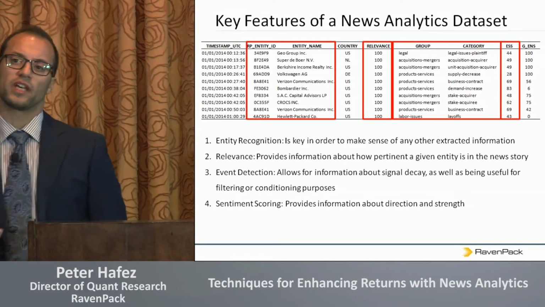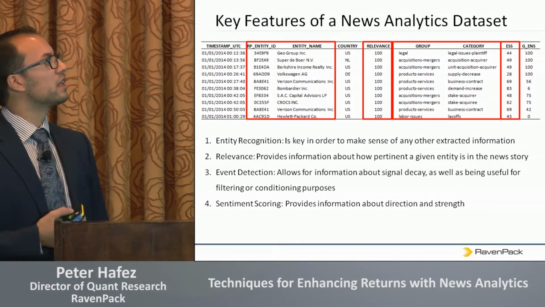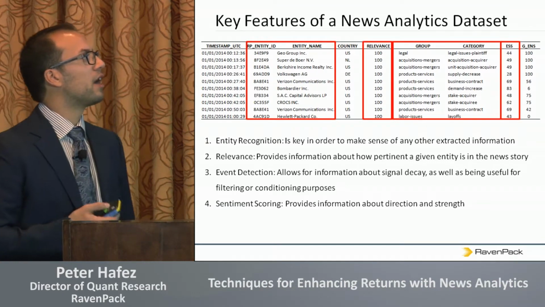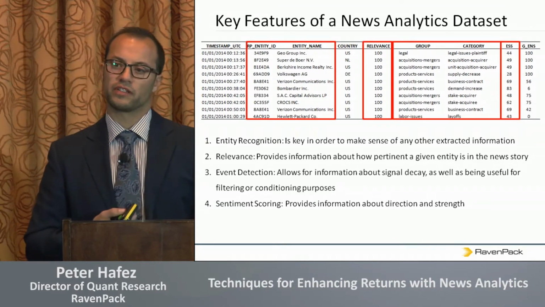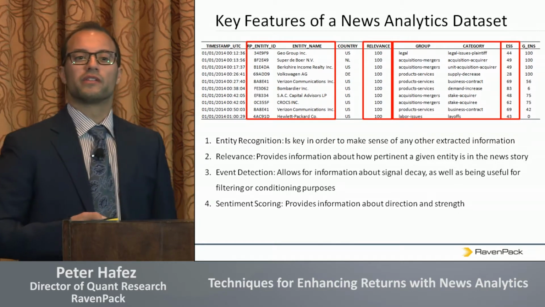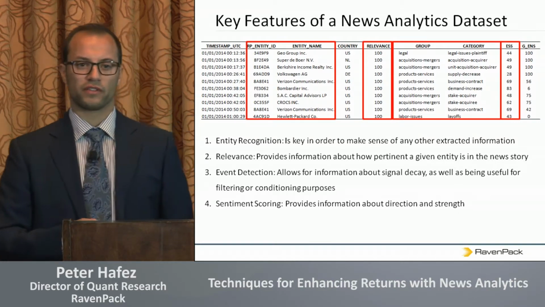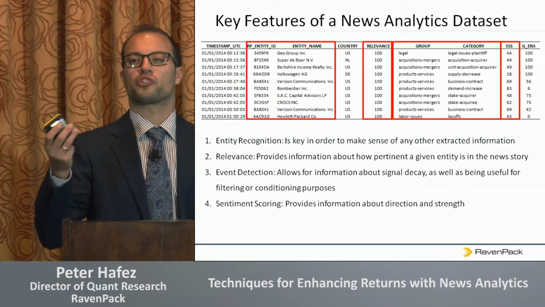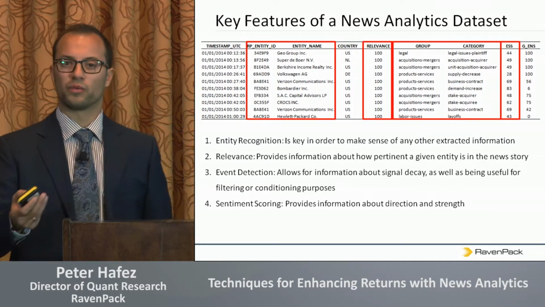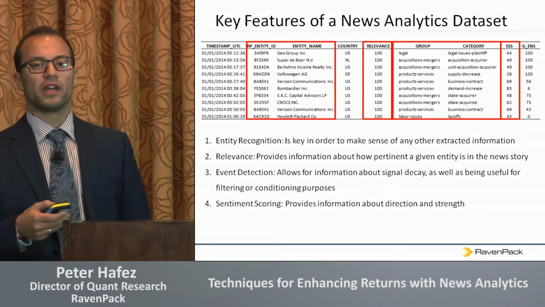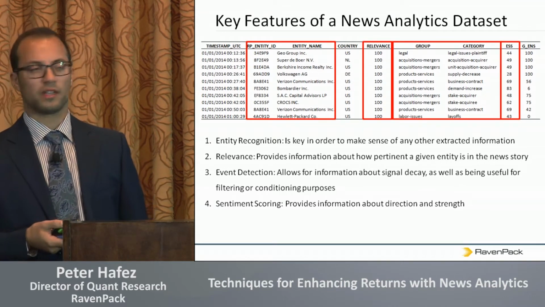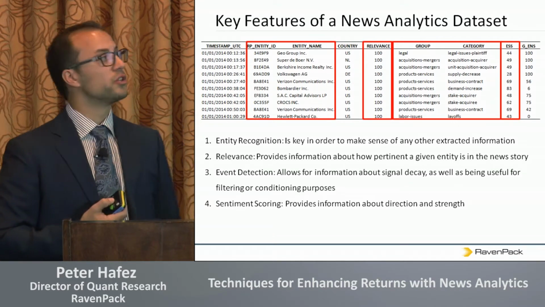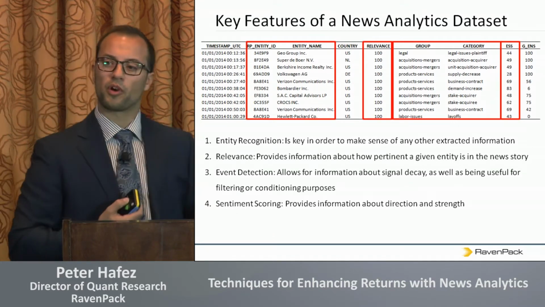The event information itself is also very important because it allows you to form opinions about how quickly a signal may decay. So if you have a sentiment score of 76, should you trade that 76 over a 1-day or 10-day horizon? That information is not really contained in the sentiment score, but you can extract that type of information from the event category itself, using it for conditioning purposes.